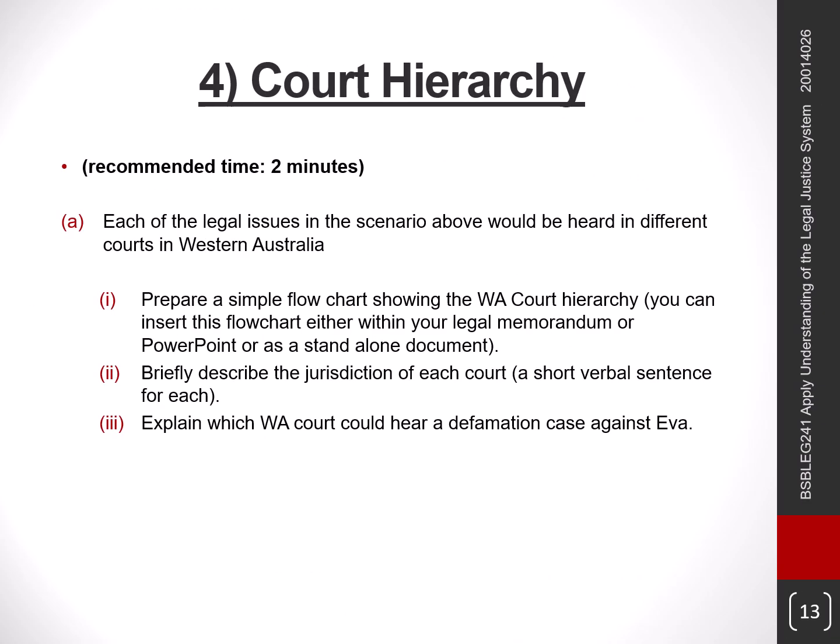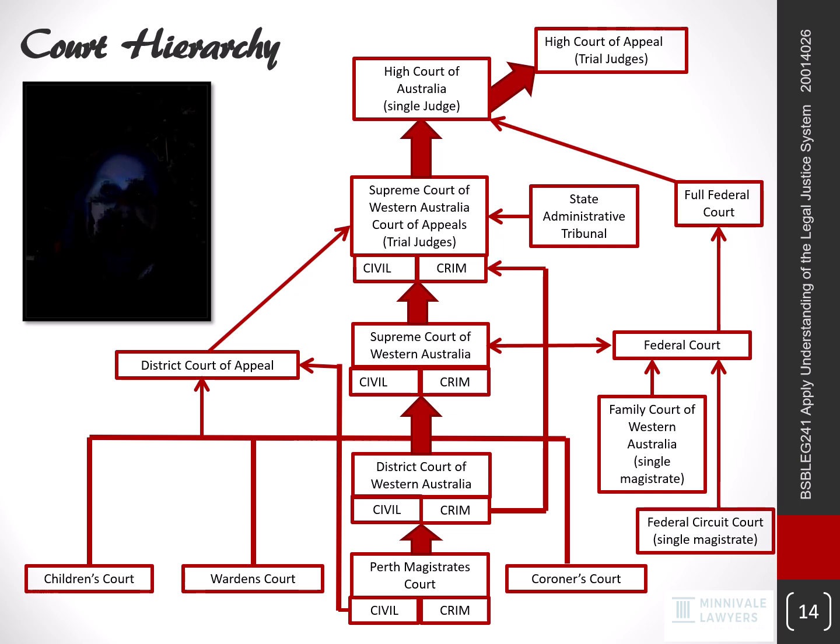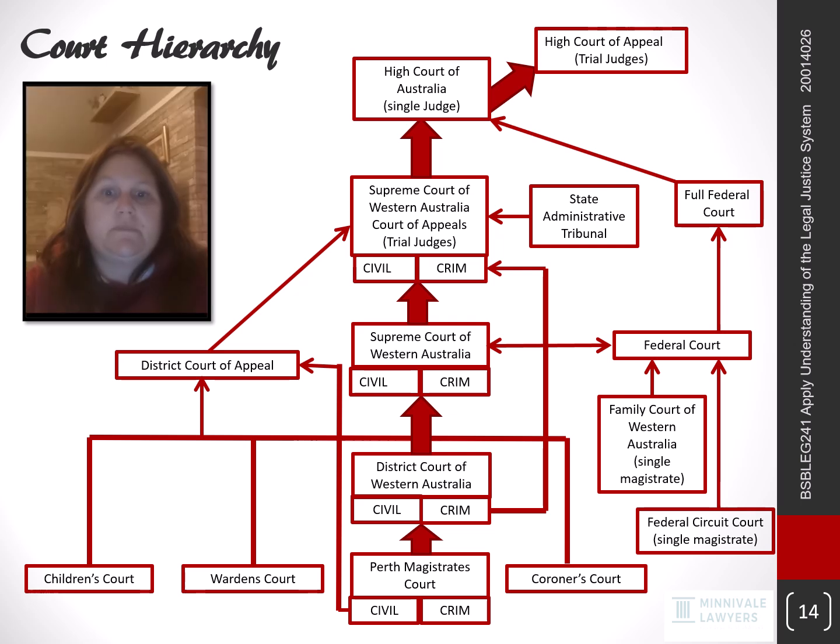Specialist courts at the lowest level in the court hierarchy. The state tribunal is not necessarily as formal as a court, however, it holds jurisdiction to hear matters regarding government decisions, and on appeal, matters will be heard in the Supreme Court of Western Australia. The Coroner's Court holds jurisdiction to investigate reportable deaths. The Children's Court hears criminal matters involving children aged 10 to 17 and civil matters to do with protective applications for children under 18. The Warden's Court is another specialist court that hears civil matters related to mining.